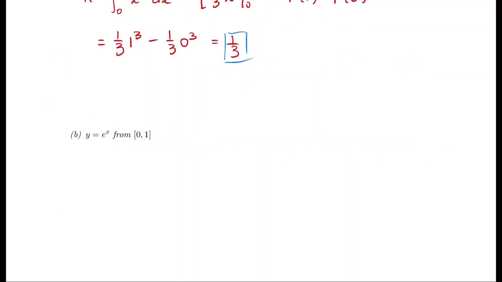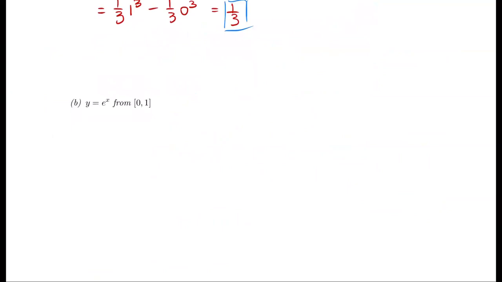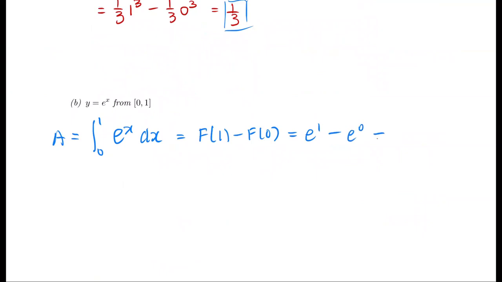And so for the last part, let's have a look at this one. If you want to calculate the area of this, this is just going to be the integral from 0 to 1 of e to the x dx. The antiderivative of e to the power of x is e to the power of x, so that's just going to be F(1) minus F(0). So e to the 1 minus e to the 0, so that's just e minus 1, which is that area.